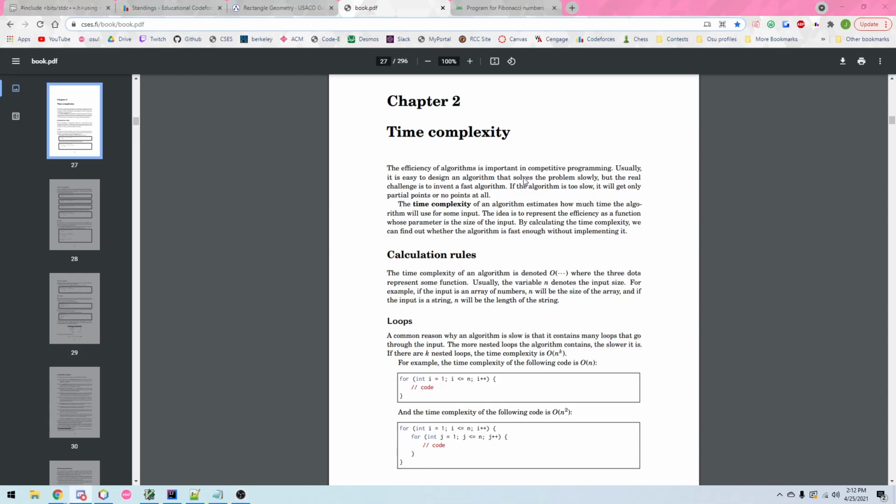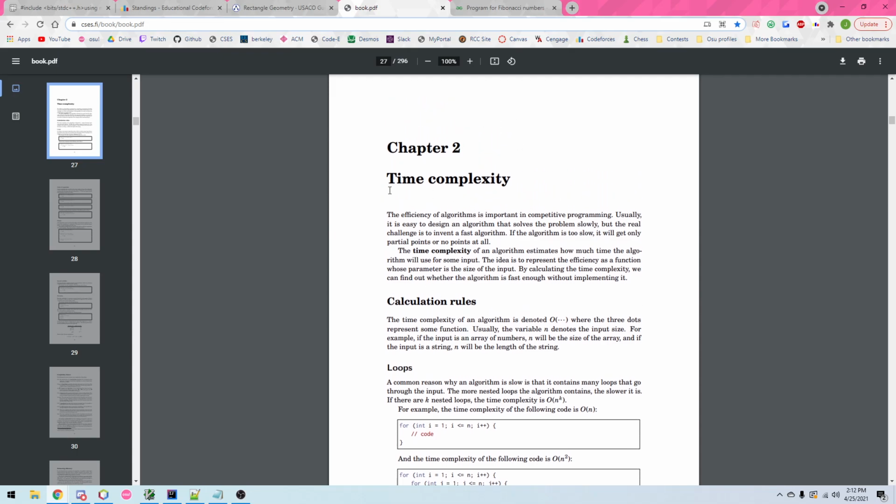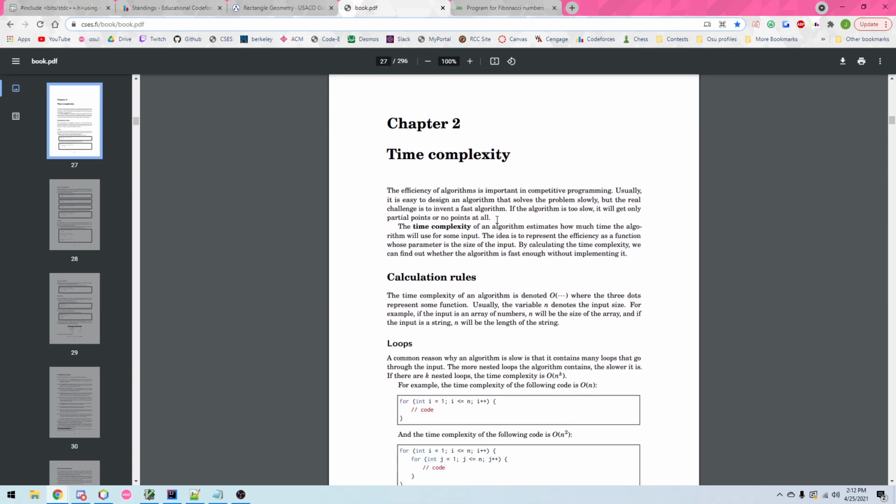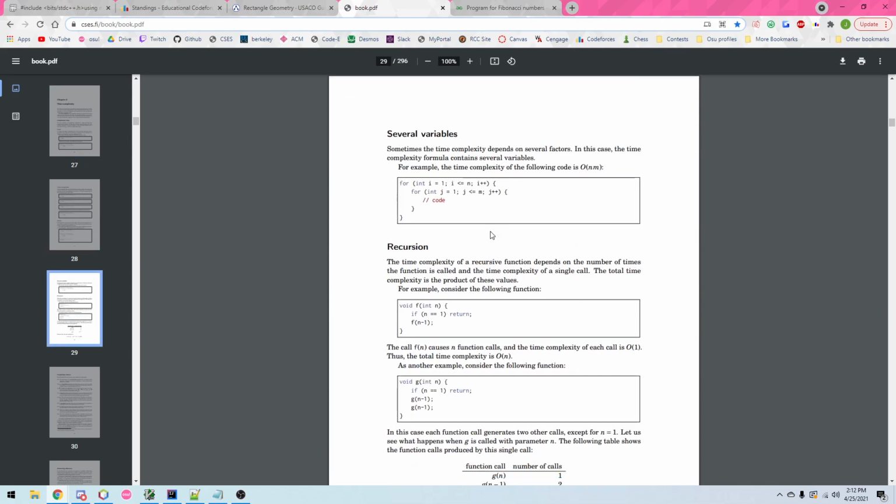Right. So, if you didn't catch the memo, we're going to start off by doing each week off of a chapter in this book. This week it's on time complexity. Pretty short, so we can just go ahead and scroll through it.